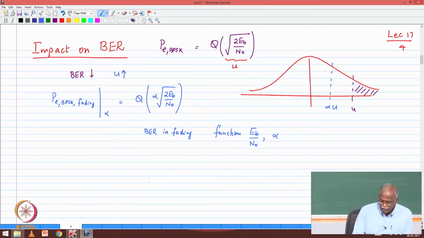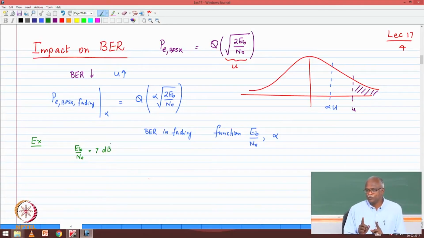Okay. Let's do a quick numerical example. Again, this is just to reinforce what we have said before. Supposing I had a nominal Eb by N naught of 7 dB. The purpose of this example is twofold. One is to illustrate the principle. It's also useful for you to have a few data points in memory.